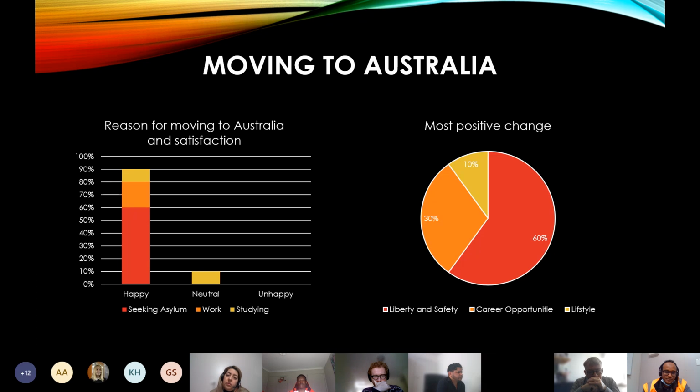An overwhelming 90% of the participants expressed that they were happy to be living here, with only 10% expressing that they were neutral. The group that indicated that they were neutral regarding their satisfaction of living here were here for the purpose of studying. When we asked those participants what was the most positive change, 60% expressed that it was liberty and safety, which is consistent with 60% of the participants having moved here for the purpose of seeking asylum. Other positive changes were career opportunities and lifestyle.